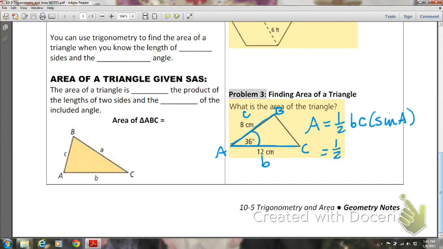You got half. Side B is 12. Side C is 8. Times the sine of 36-degree angle. Once again, as a reminder, be sure when you're doing these problems that your calculator is in degree mode, because this is what this lesson is expecting it to be in, in order to get the correct answer for this, because it's 36 degrees. So plug that in your calculator and you're going to get approximately 28.2. And that'll be in centimeters squared.